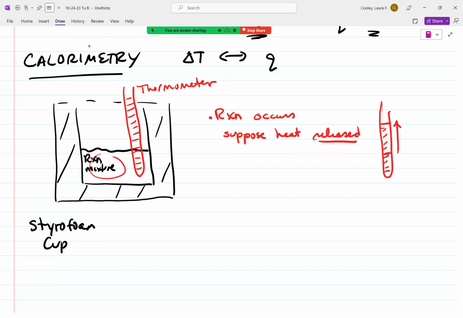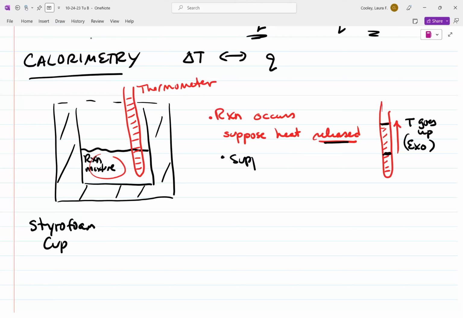Let me use my other pen here. Maybe it'll start here. It'll go up. You see what I'm doing? I'm making like the mercury going up, or the alcohol or whatever's in the thermometer. T goes up. And that's for an exothermic reaction because heat is being released.